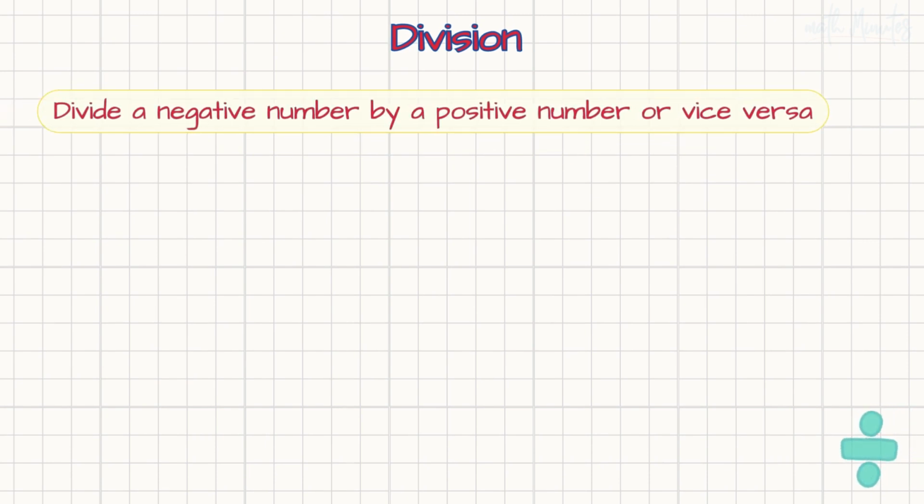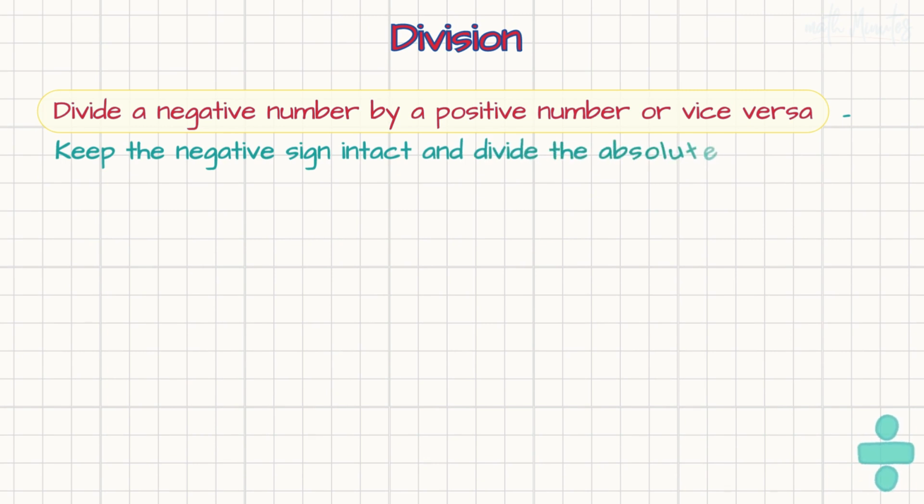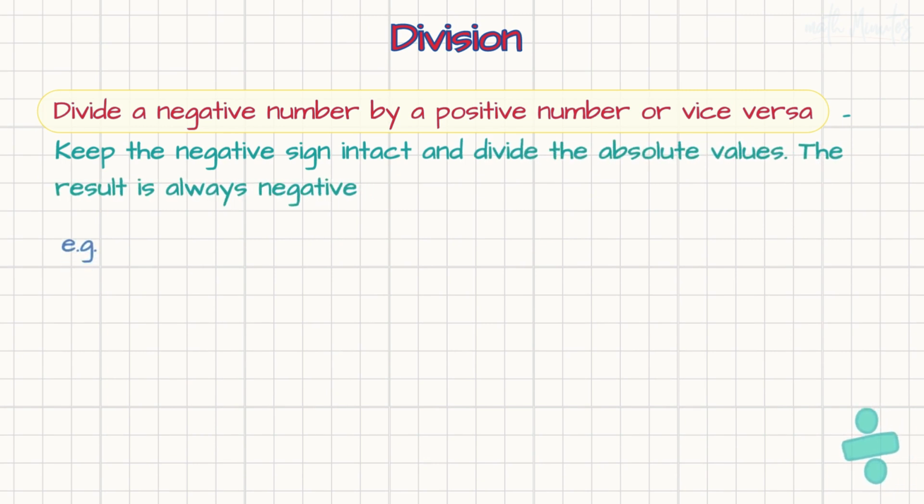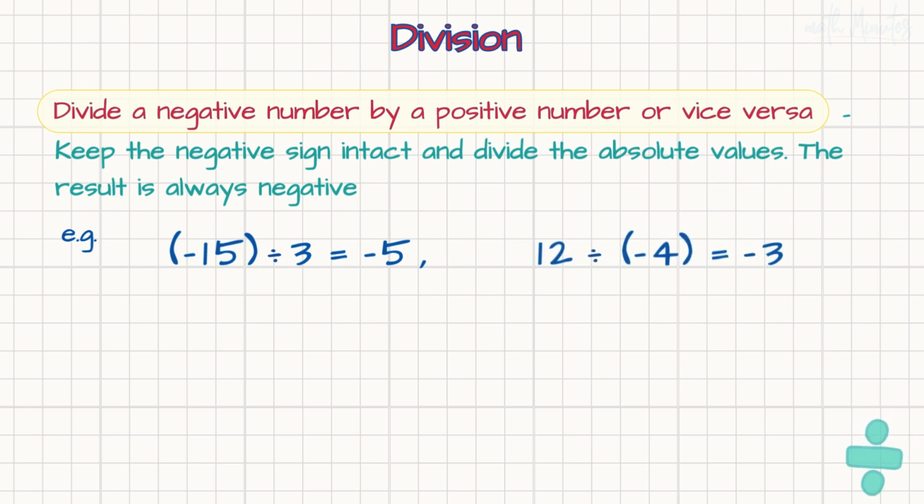Finally, we have division. Similar to multiplication, there's a rule for dividing positive and negative numbers. A negative number divided by a positive number equals a negative number. For example, minus 15 divided by 3 equals minus 5. In much the same way, if we divide a positive number by a negative number, the result is a negative number. 12 divided by minus 4 equals minus 3.